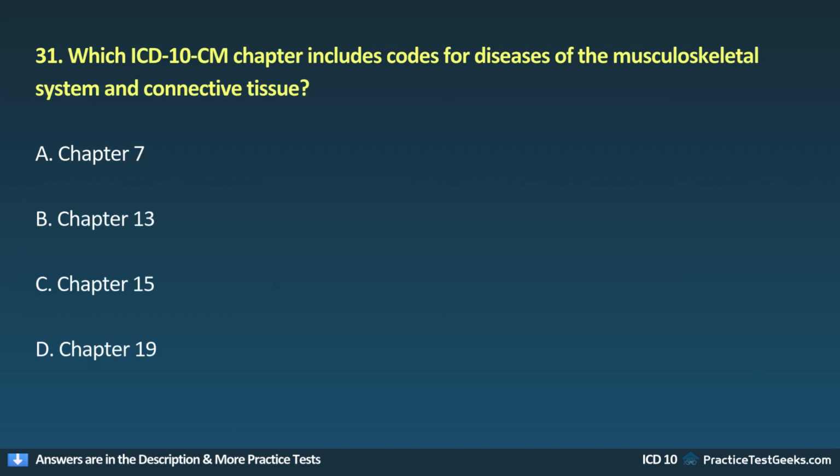31. Which ICD-10-CM chapter includes codes for diseases of the musculoskeletal system and connective tissue? A. Chapter 7. B. Chapter 13. C. Chapter 15. D. Chapter 19.